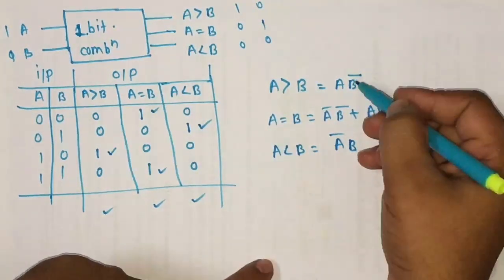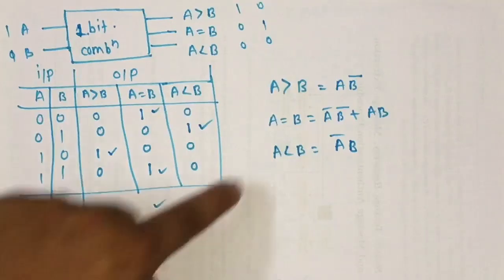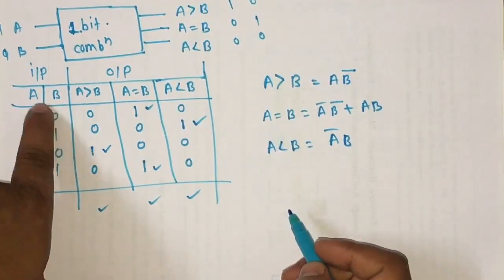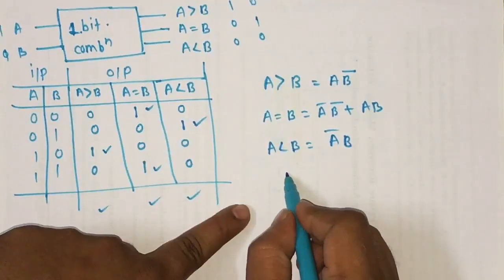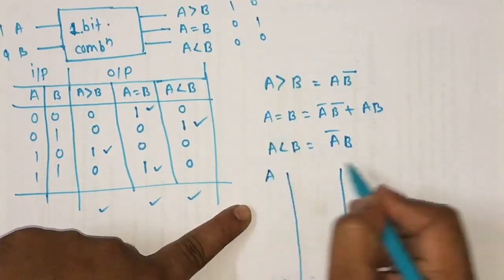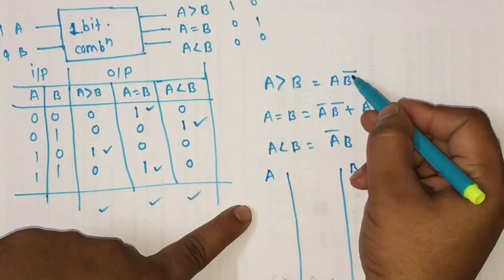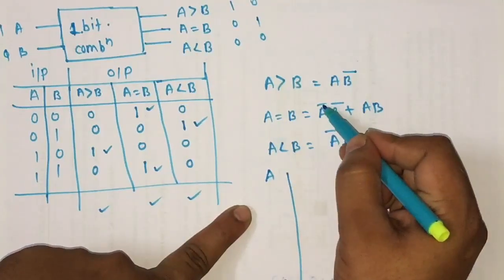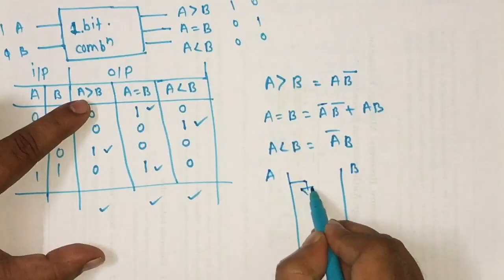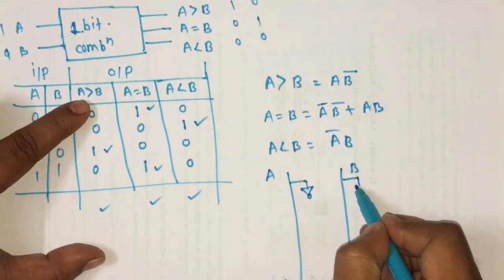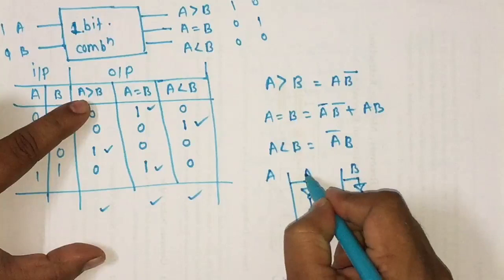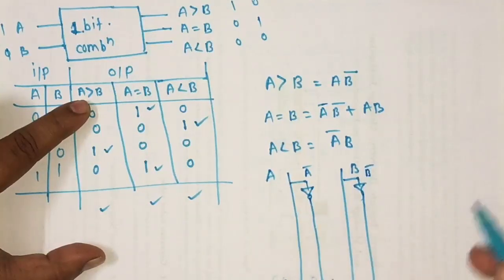Now we need to implement these equations using a logic diagram. How many inputs are there? Two inputs, so I will draw two lines: the first line is A, the second line is B. Here we need the complemented form of the inputs. For complemented input we use a NOT gate, so I will connect the NOT gates directly. These are A bar and B bar.